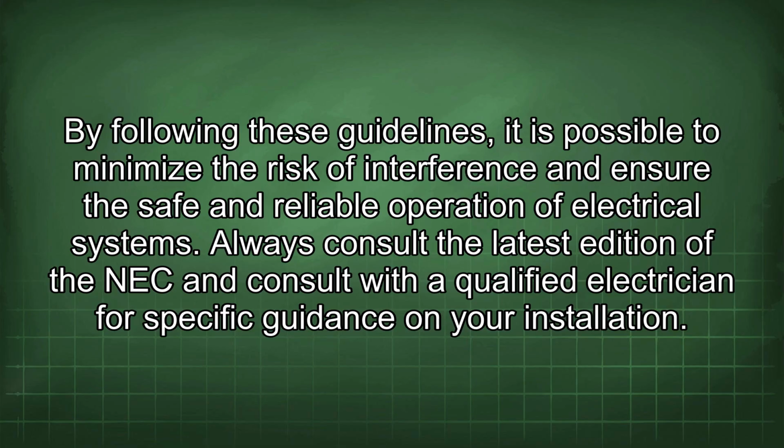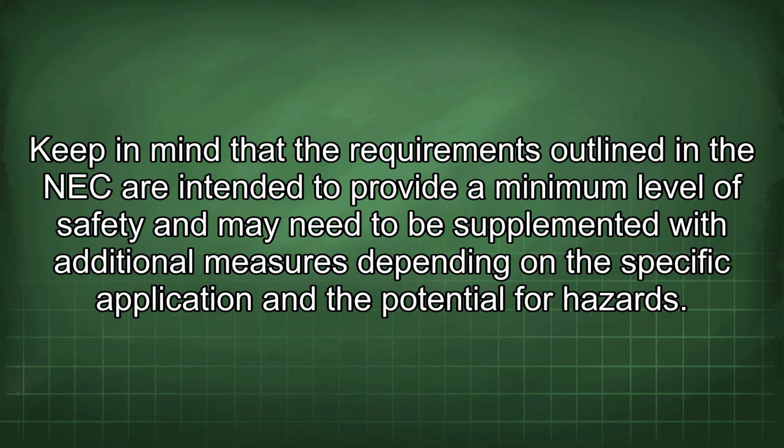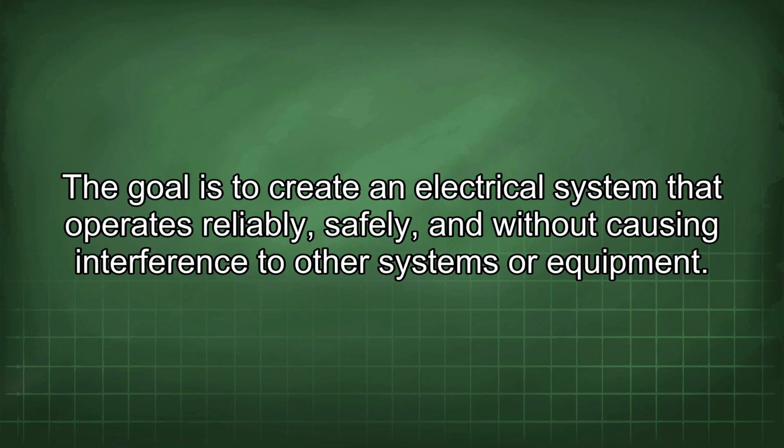By following these guidelines, it is possible to minimize the risk of interference and ensure the safe and reliable operation of electrical systems. Always consult the latest edition of the NEC and consult with a qualified electrician for specific guidance on your installation. Keep in mind that the requirements outlined in the NEC are intended to provide a minimum level of safety and may need to be supplemented with additional measures depending on the specific application and the potential for hazards. The goal is to create an electrical system that operates reliably, safely, and without causing interference to other systems or equipment.